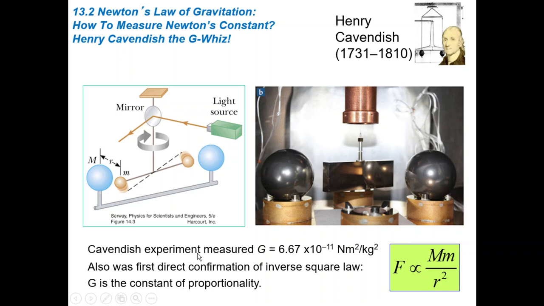Here the Cavendish experiment measured capital G, 6.67 times 10 to the power negative 11, in meters cubed per kilogram per second squared. It was also the first direct confirmation of the inverse square law. I'm pretty sure you might have seen this formula, where G is a constant of proportionality. This is the formula of the inverse square law: capital M multiplied by lowercase m over r squared. But don't forget we have the inverse here.